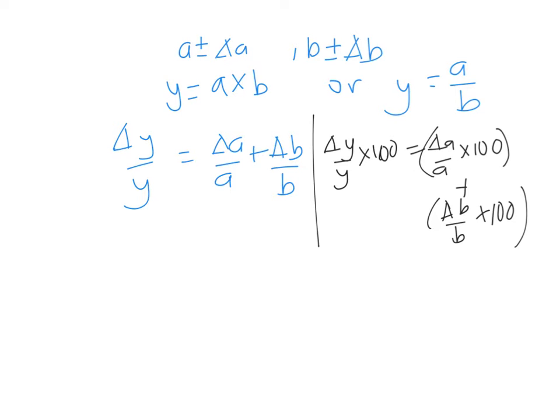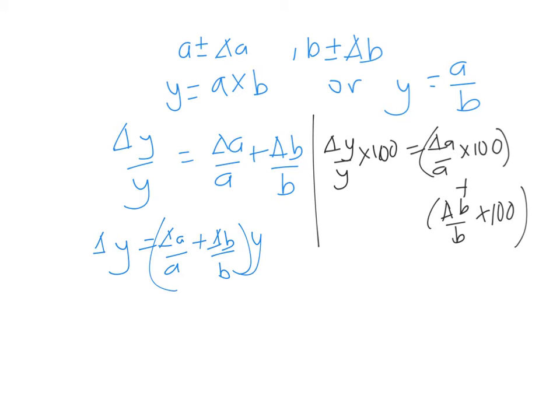Now, if the question asks you for the fractional uncertainty in y, then you can just add up these two and that will be your answer. But if the question asks you for percentage uncertainty in y, then you add up the percentage uncertainty for this and this will be your answer. But if the question continues by asking you the absolute or the actual uncertainty in y, then we have to bring the y over. For example, your actual uncertainty for y will be delta a over a plus delta b over b multiplied by y.